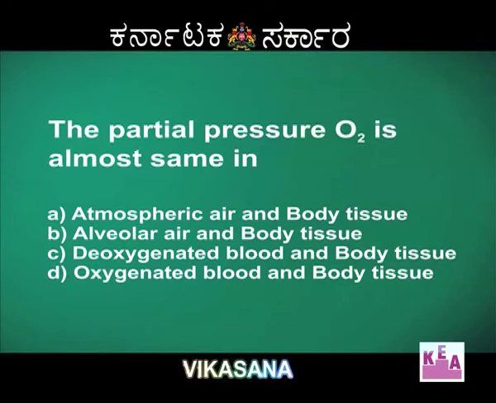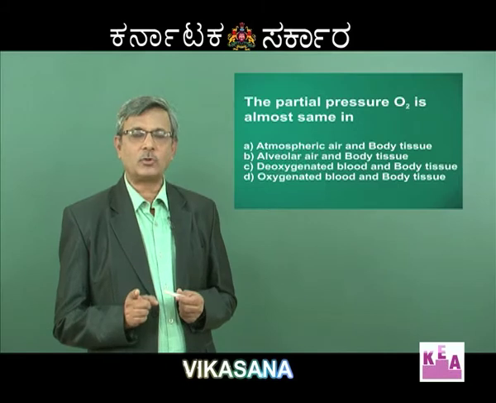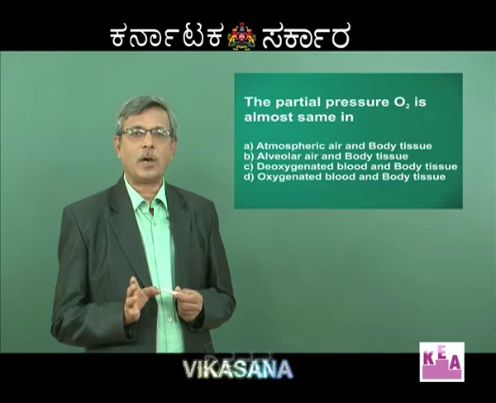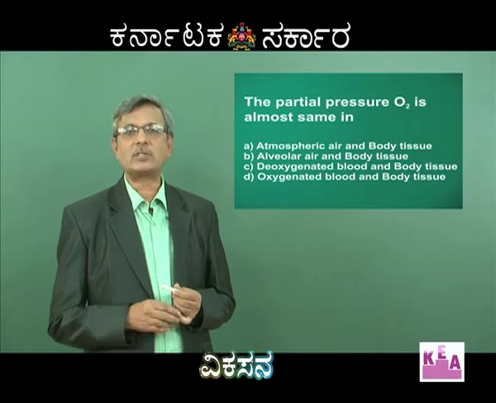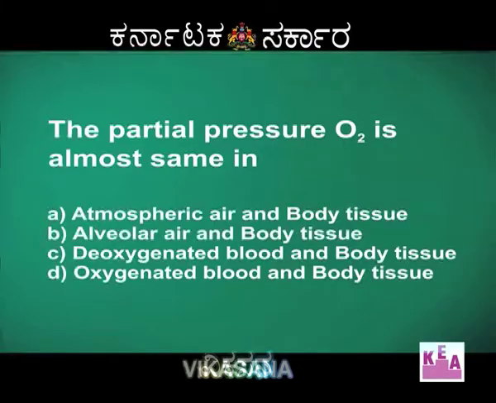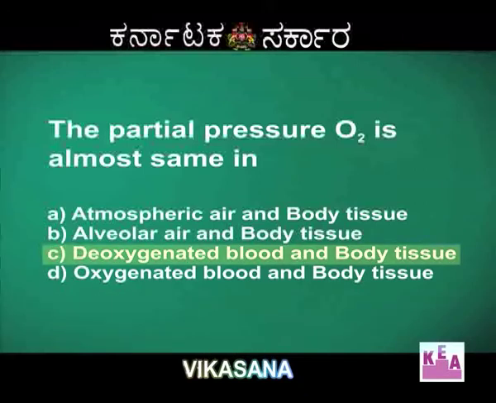Alveolar air and body tissue. Remember, body tissue carries minimum partial pressure of oxygen, which is going to be 40 millimeters mercury. When we come to the option 3, deoxygenated blood and body tissue. Deoxygenated means less oxygen, and the oxygen concentration in the deoxygenated blood and body tissue is going to be almost same. Therefore, option 3 is the answer.